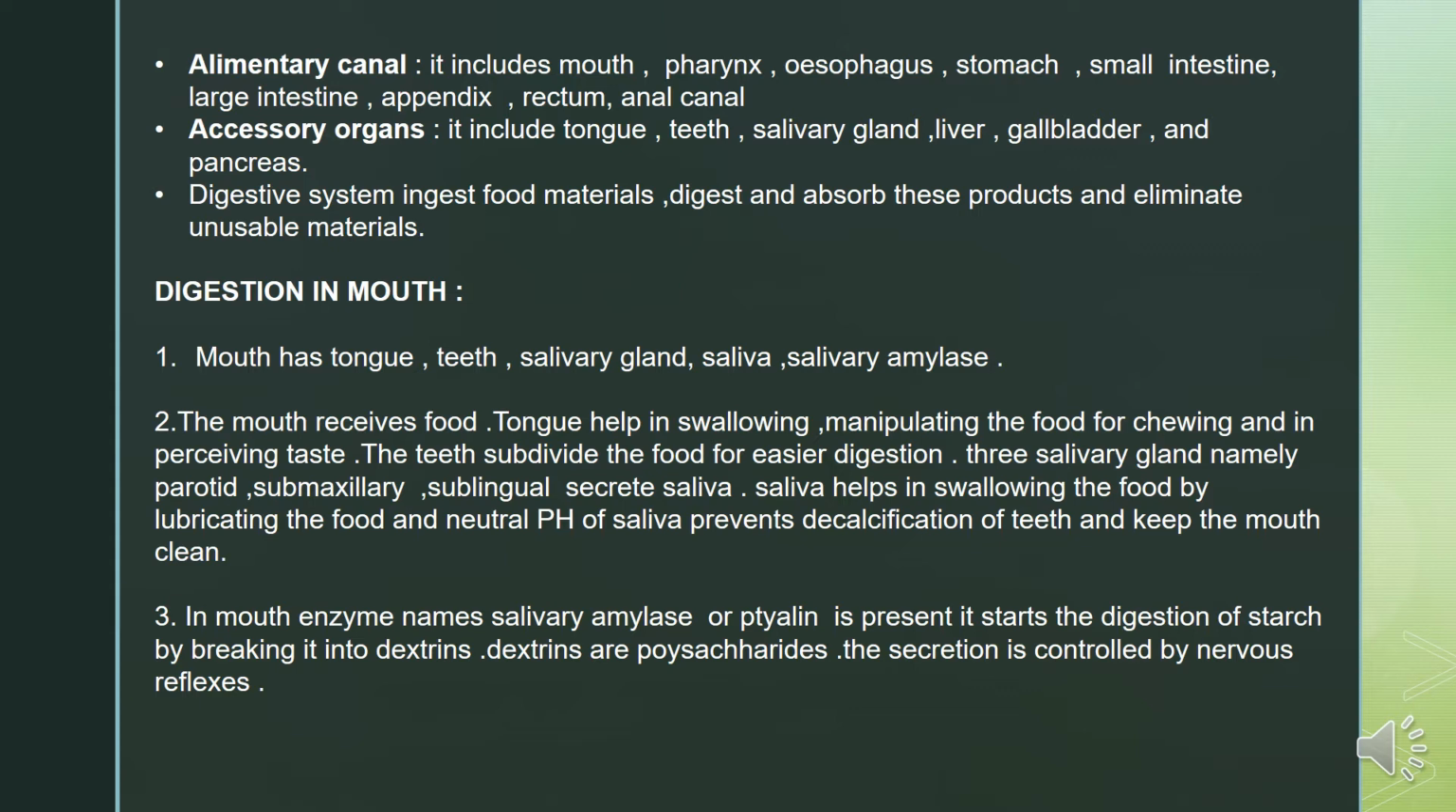In the mouth, an enzyme named salivary amylase, or ptyalin, is present. It starts the digestion of starch by breaking it into dextrins. Dextrins are polysaccharides. The secretion is controlled by nervous reflexes.